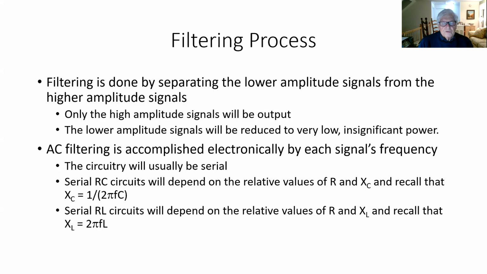So filtering is done by separating the lower amplitude signals from the higher amplitude signals. In other words, just like I said, if we have a high amplitude, then basically we've got power there, so they pass along. And lower power really gets rejected when it's not good enough to do anything. It's just not enough energy there.